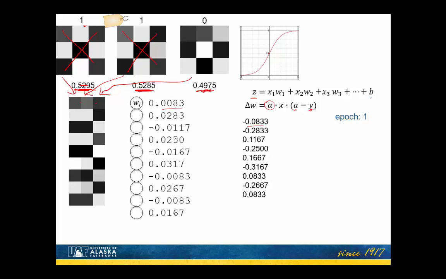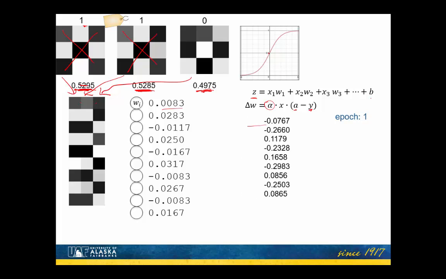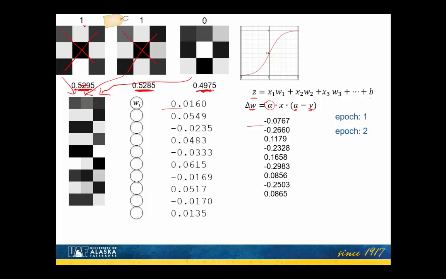So again, my activations now are like 0.5295 minus 1, or 0.4975 minus 1. And then I calculate my new delta W's. That's epoch 2. I plug those back in, and now I've got some new weight values. I've adjusted this a little bit more. Once again, multiply all your pixel values by those weight values, calculate a z value, look at your sigmoid function, and figure out what it is.